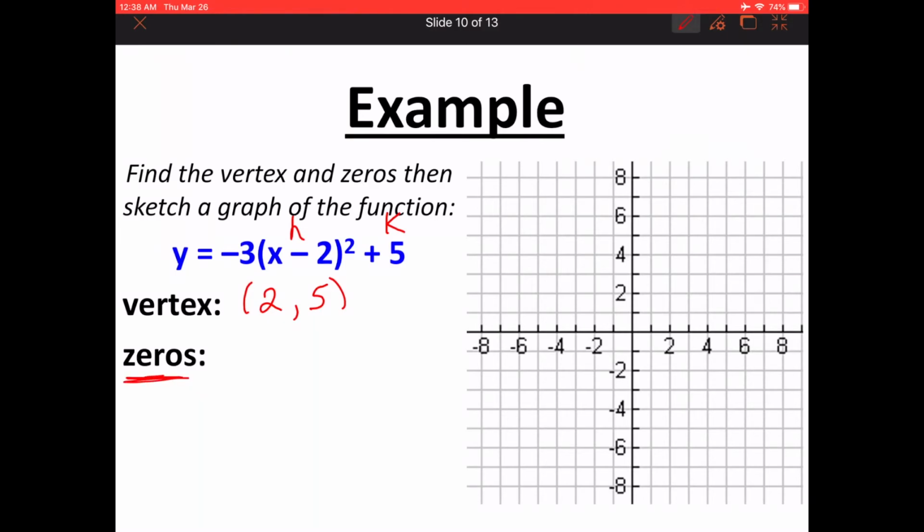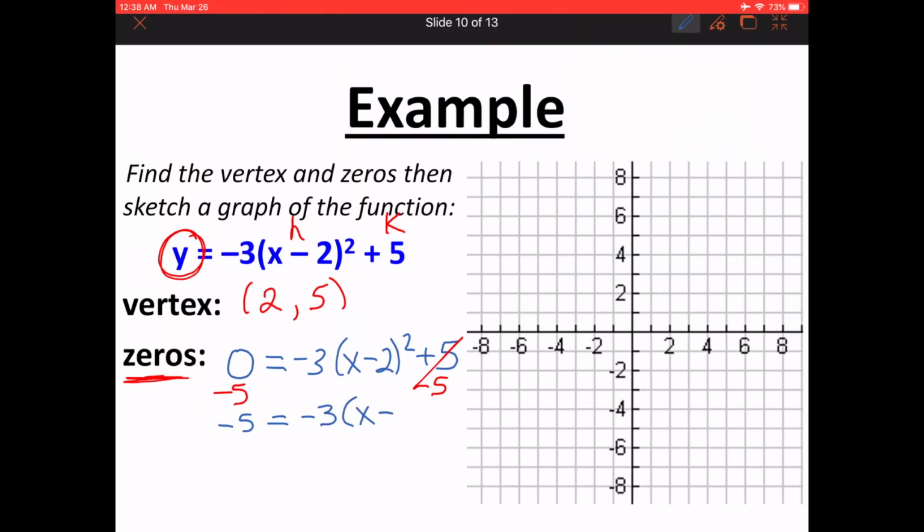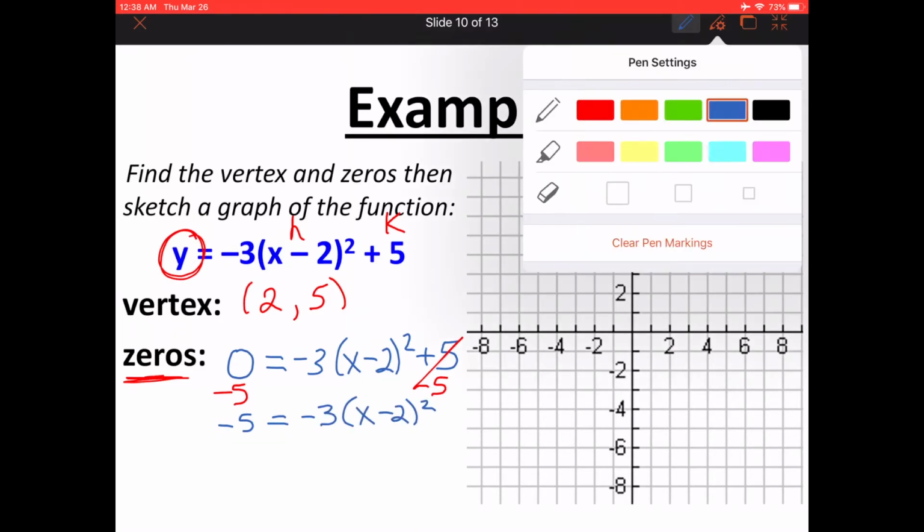Remember from the last slide, step 1 is to replace that y with the number 0. So instead of y, I'm going to write 0. Everything else stays the same, -3, x minus 2 squared plus 5. And now I'm going to solve. So the first thing I'm going to do, see if there's anything I can add or subtract. I can subtract that 5 from both sides. And so now I have -5 equals -3 x minus 2 squared.